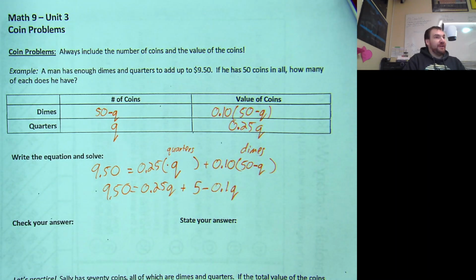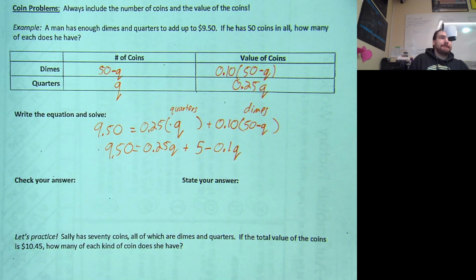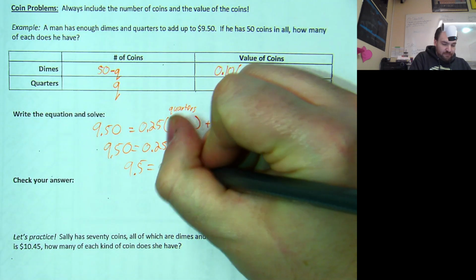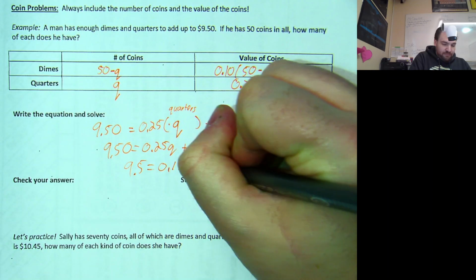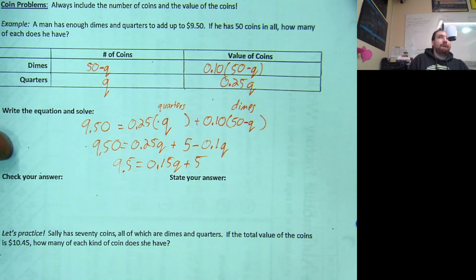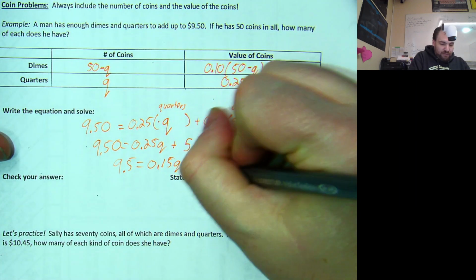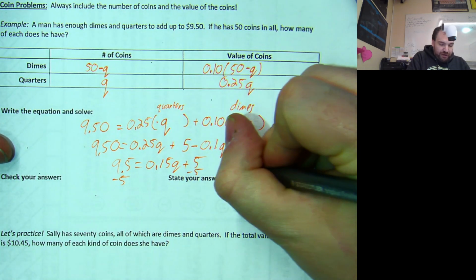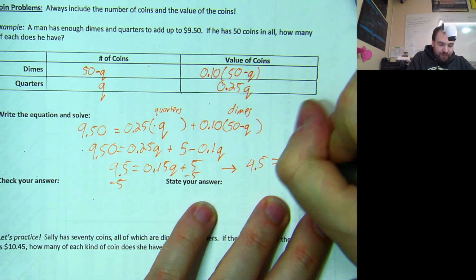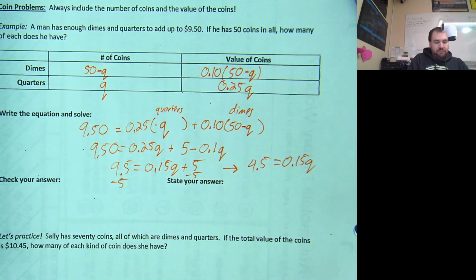I can group this, so what am I going to get? What's my expression going to look like after I group it? 9.5 equals 0.15 Q plus 5. Okay, so we're now subtracting 5. So we're going to get 4.5 equals 0.15Q.